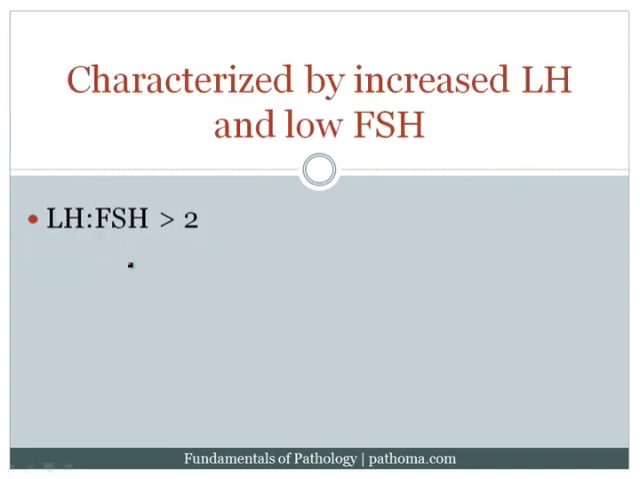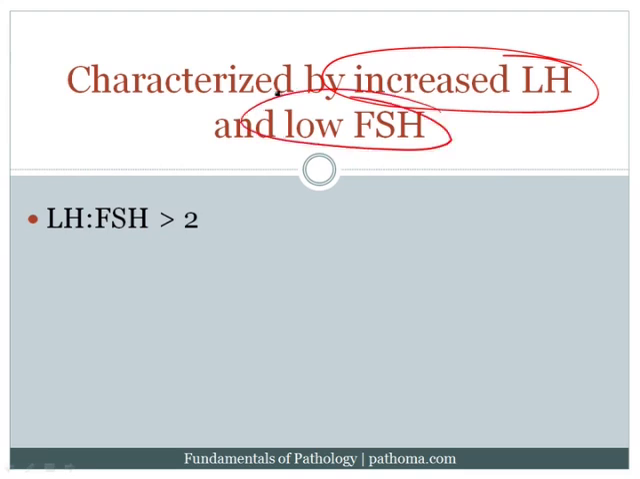This disorder is characterized by an increased luteinizing hormone. That's the way to start when you think about this disorder. And because there's an increased luteinizing hormone, eventually there's going to be a low FSH, such that the key characteristic in this disease will be that the LH to FSH ratio will be greater than 2.